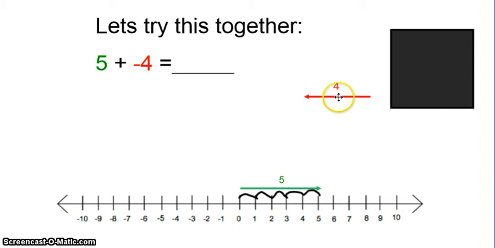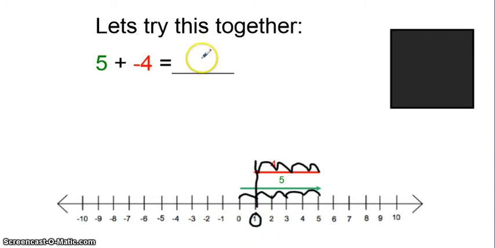And then we're actually going to go backwards 4 units, because remember, in negative we always want to go in the left direction. So if we go back 4 units, 1, 2, 3, 4, our final answer will be 1. So our answer will be 1. We went in the positive direction 5, and then we came back 4. The negative, we always come back to the left.